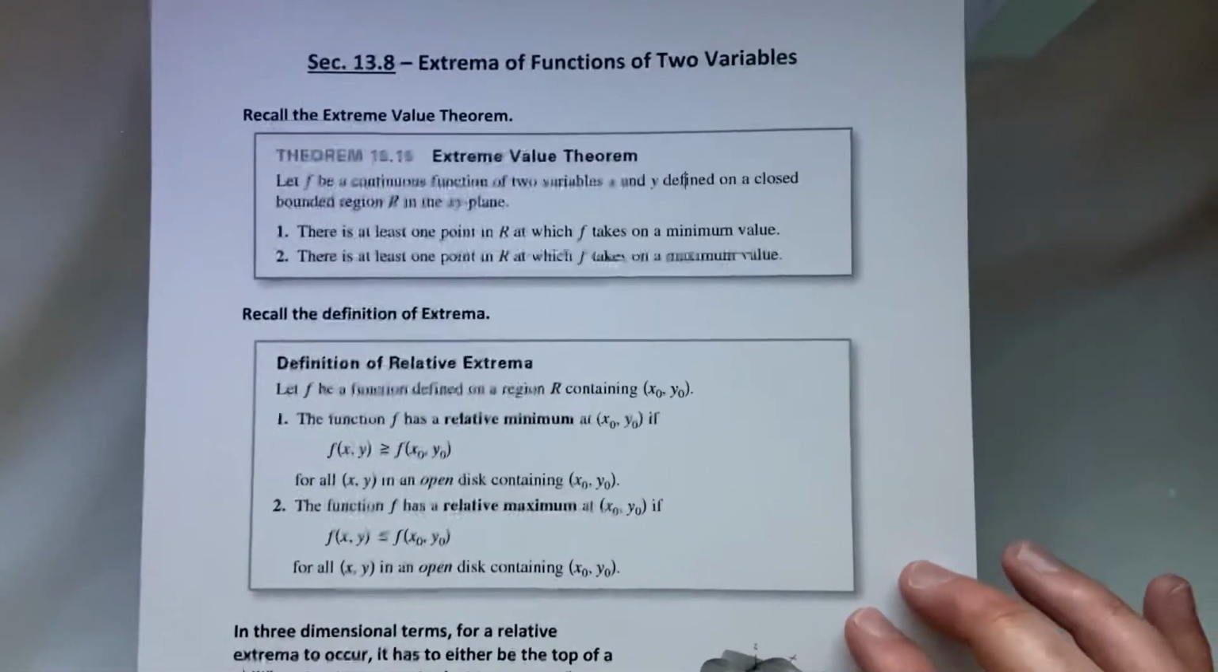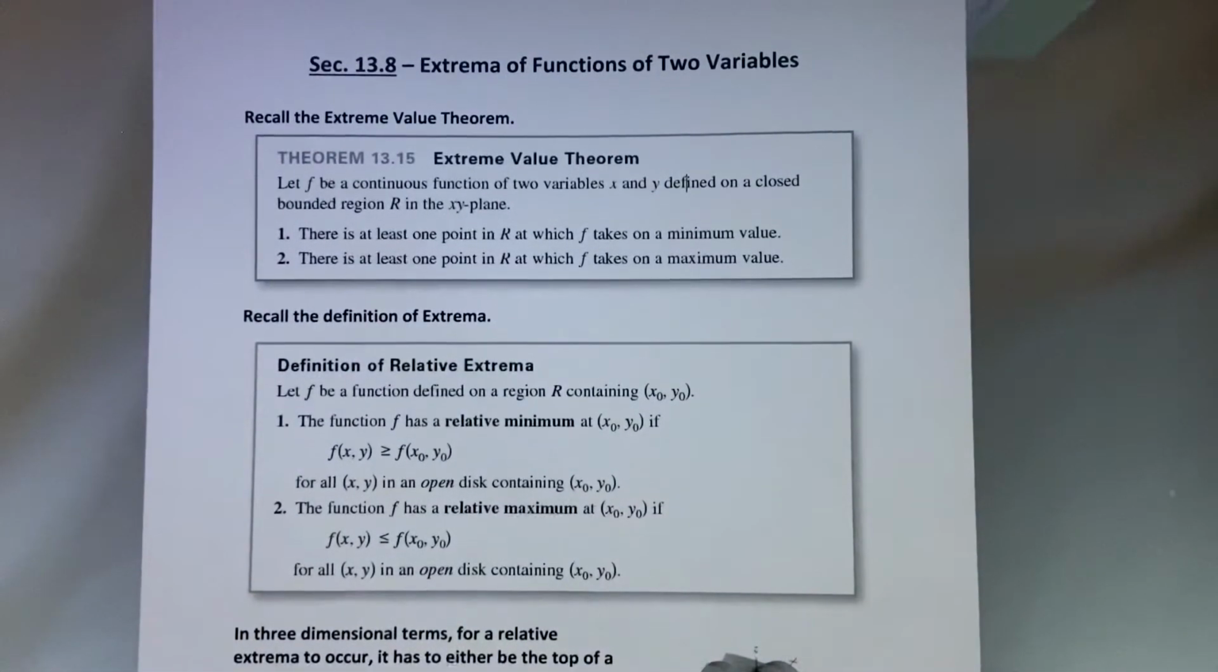Okay, calculus, 13.8, and even 13.9, because it's just word problem applications of 13.8, is my 100% favorite section in all of Cal 3. It's extrema of functions of two variables. So if you recall, extrema in Cal 1 is where you find the maximum and minimum of a function, only now we're dealing with two variables, so there's a little more going on.